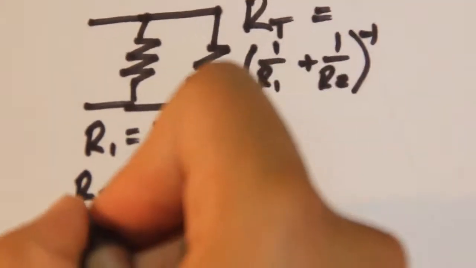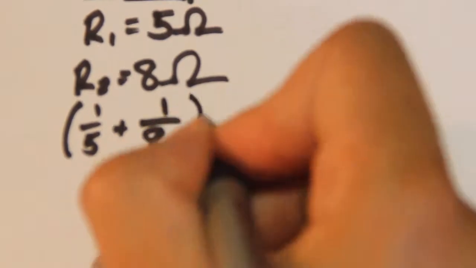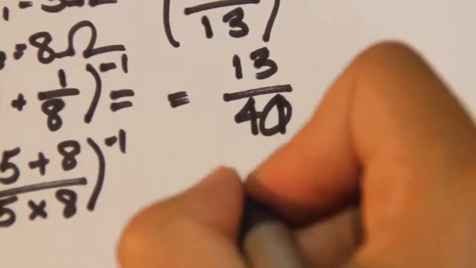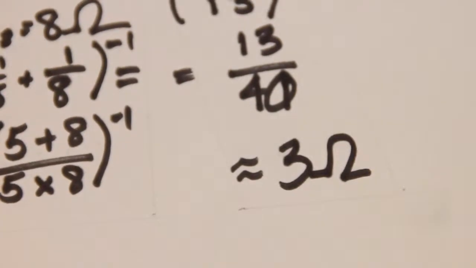So let's say we have 5 ohms and 8 ohms in parallel. 1 on 5 plus 1 on 8, invert, equals 5 plus 8 over 5 times 8, inverted, 40 on 13, inverted, 13 on 40, which equates to approximately 3 ohms.